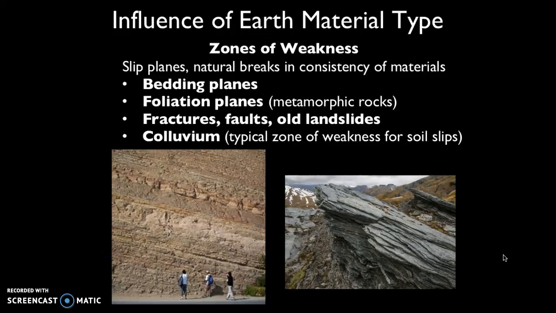Okay. So another influence on the earth material type, I guess, is going to be the zones of weakness. Going along with what we talked about before, these zones of weakness are going to be the slip planes. They're going to be natural breaks in the consistency of the materials. One of the zones of weakness that we have talked about before is the zone between the bedrock and the regolith, or all the unconsolidated material on top.